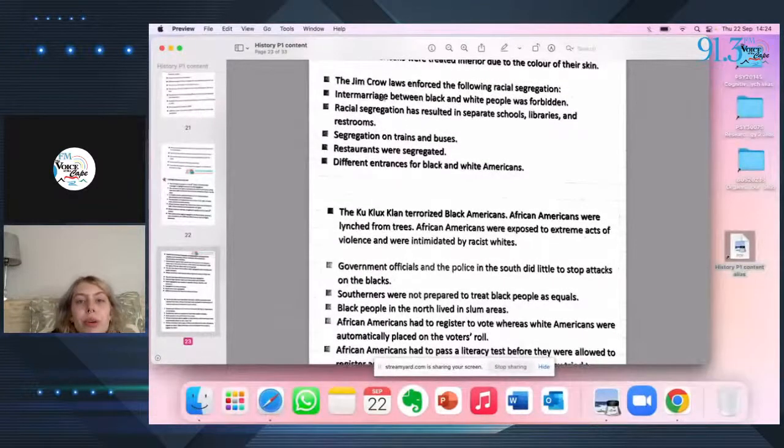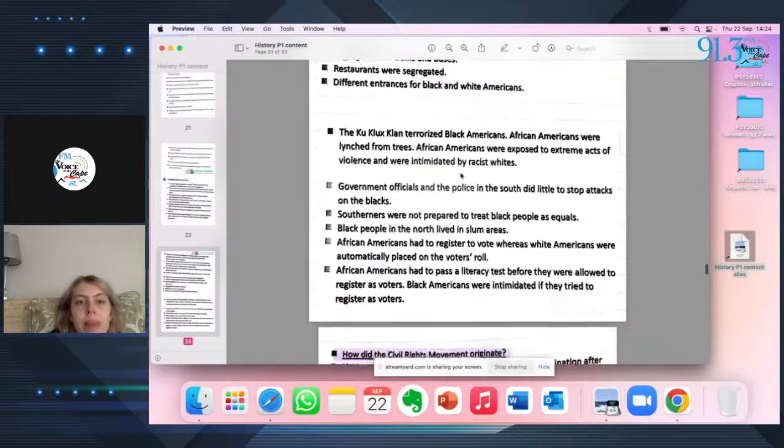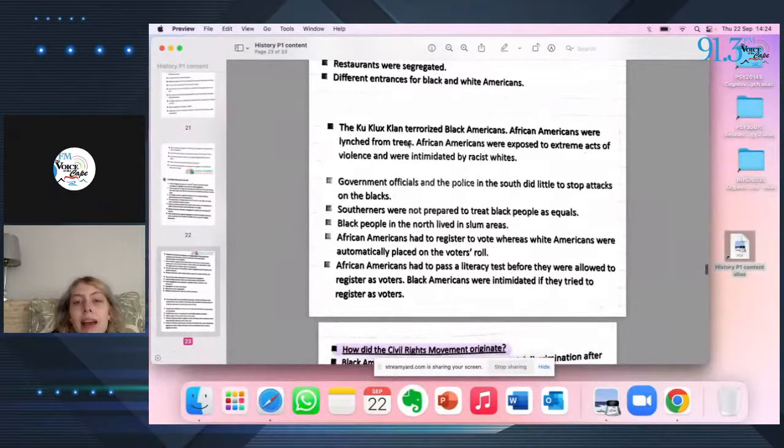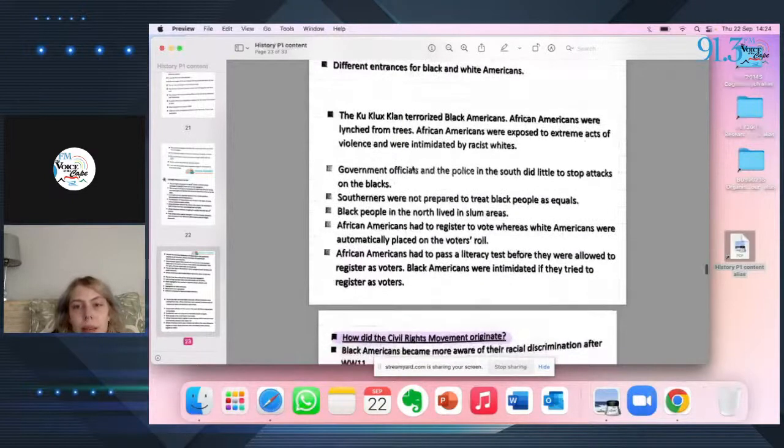Okay, so the Jim Crow laws enforced the following segregation. Intermarriage between Black and white people was forbidden. Racial segregation resulted in separate schools, libraries, and restrooms. There was segregation on trains and buses, restaurants were segregated, and there were even different entrances for Black and white Americans. The KKK, or the Ku Klux Klan, terrorized Black Americans. African Americans were lynched from trees, they were exposed to extreme acts of violence, and were intimidated by racist whites.